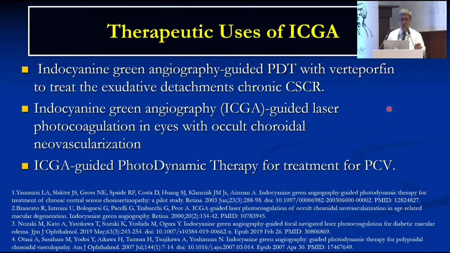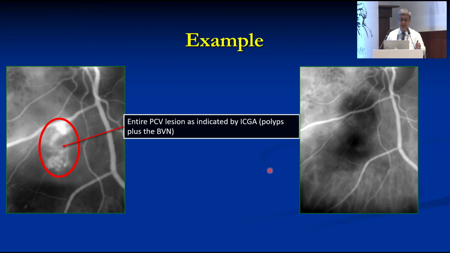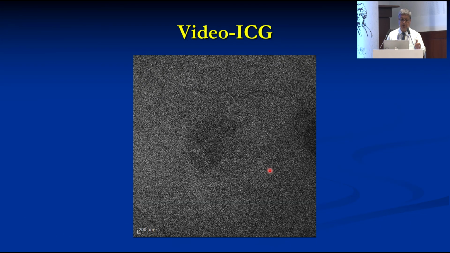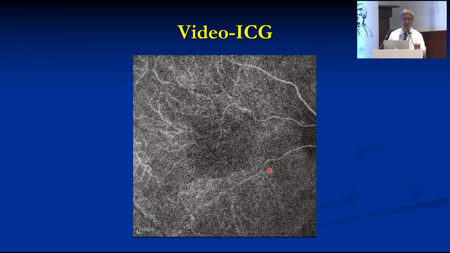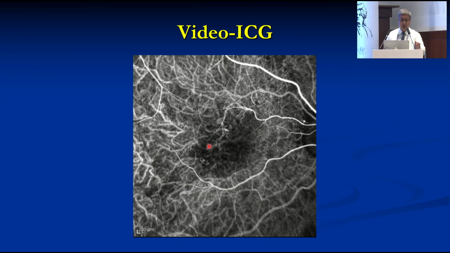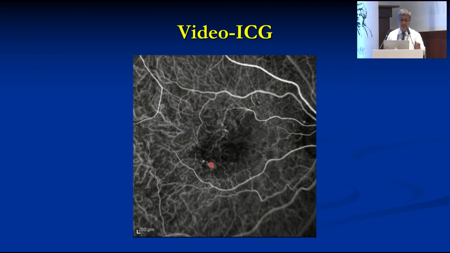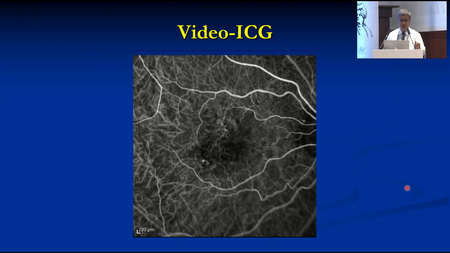Now, therapeutic uses of ICG, mostly PDT. In the era of PDT, there was an essential need of ICG. Nowadays it is hardly in practice. See, this is the area of polyp. The whole area has to be treated with PDT and everything is gone. The role of video ICG is to demonstrate the dynamic presence of polyp. Here you can see a polyp lesion with a branching vascular network.